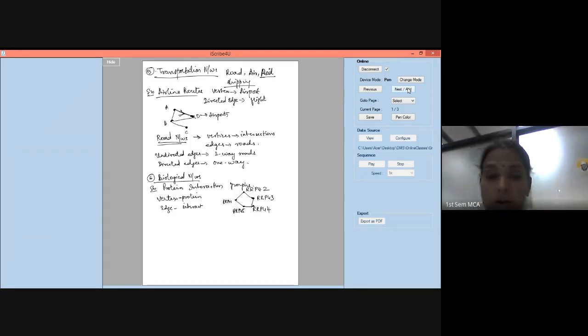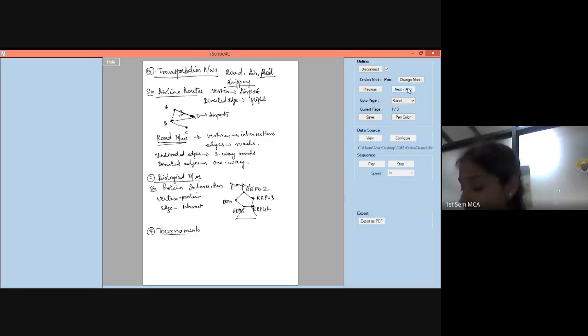RRP45. These are all different components of a protein which are trying to interact with each other to form some kind of chemical reaction. That itself can be represented as something like this. We can represent it as a graph. Next, as the last model, we can try to represent different kinds of tournaments using graphs. Graphs can be used to model different kinds of tournaments.